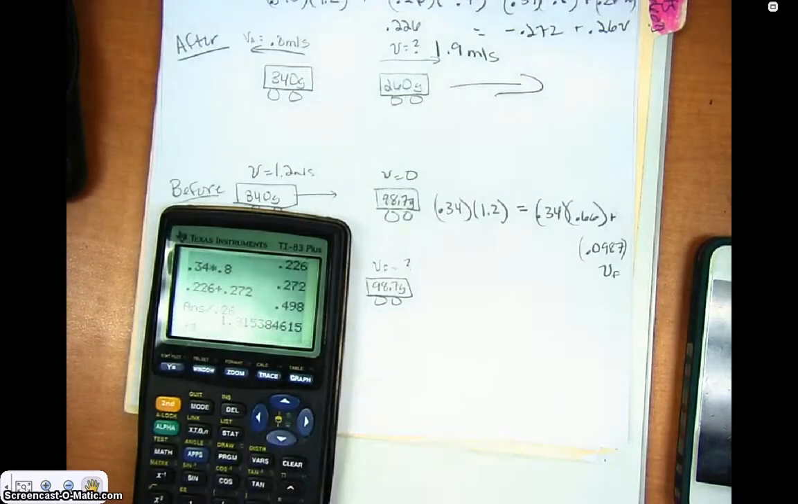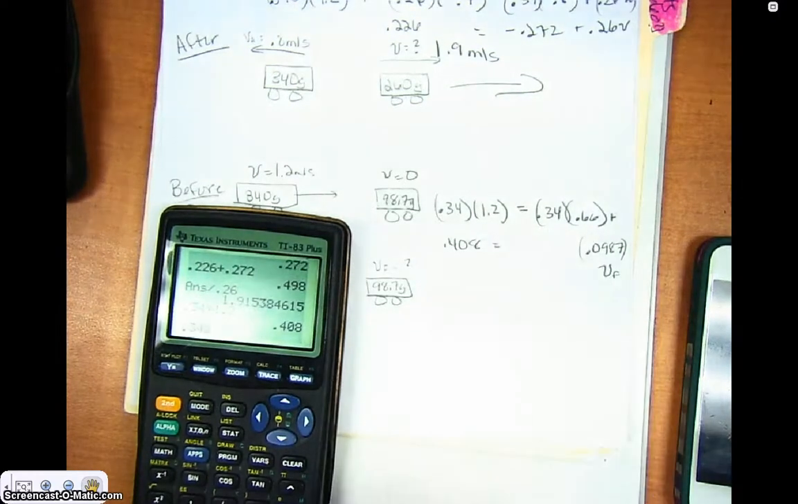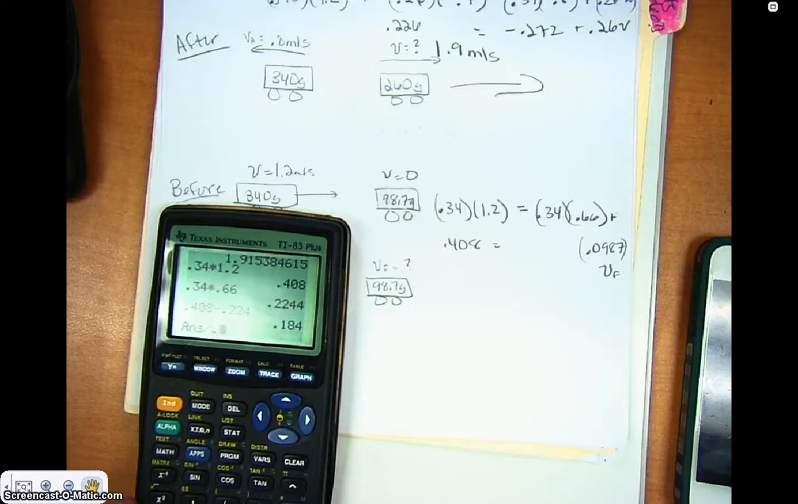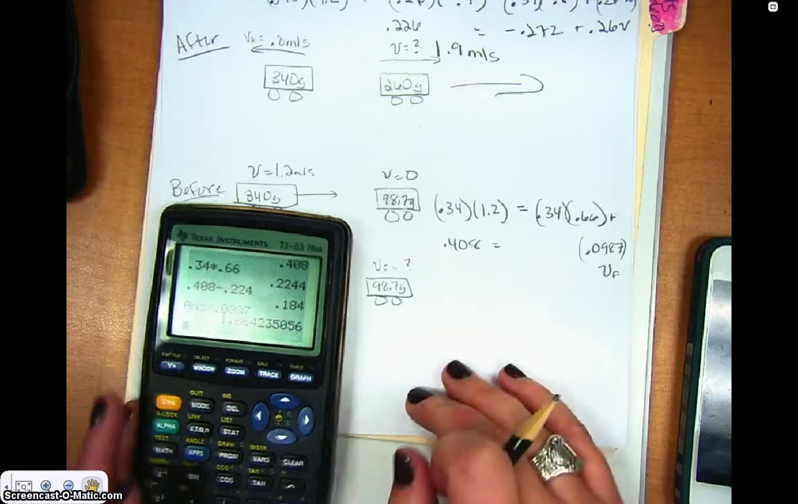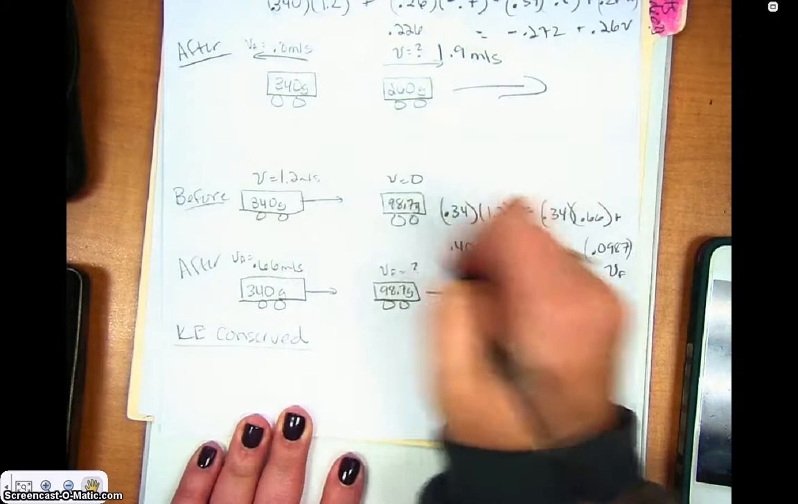So 0.34 times 1.2 gives me 0.408, which is equal to 0.34 times 0.66 plus the rest. I'm going to subtract that from the previous number and then divide by 0.0987, and I get my final velocity being 1.86 in this direction.